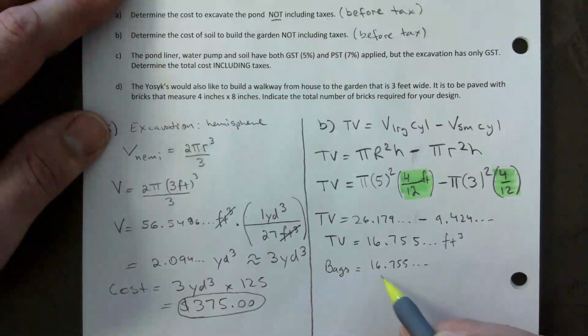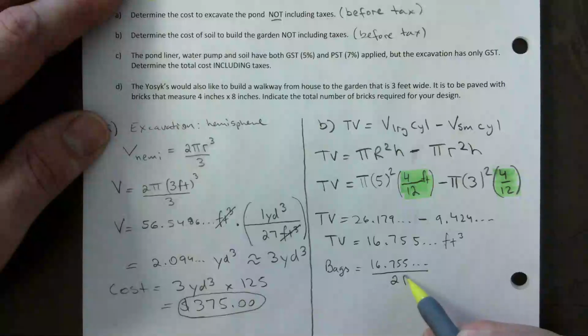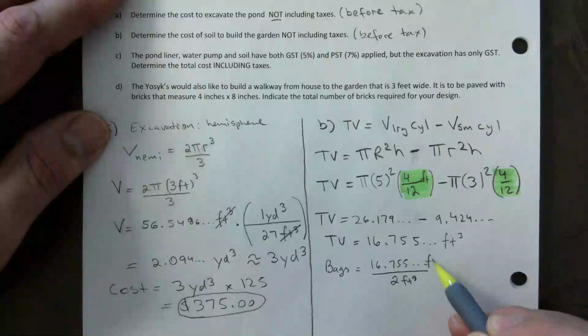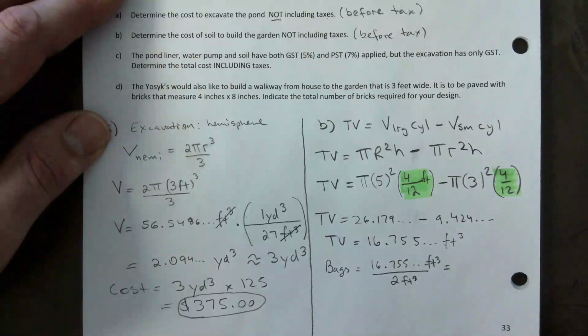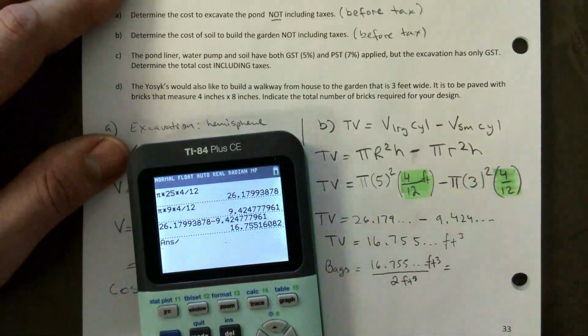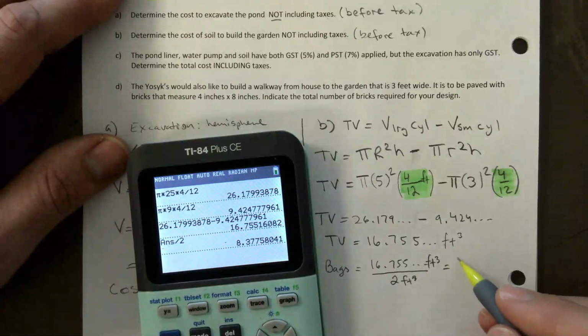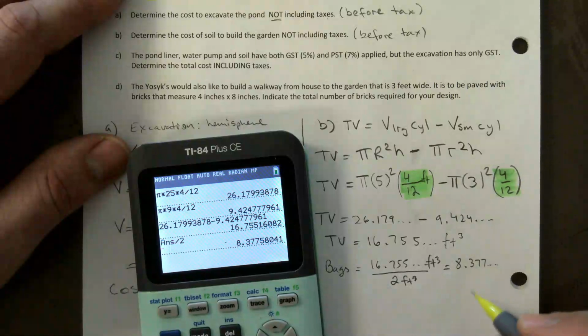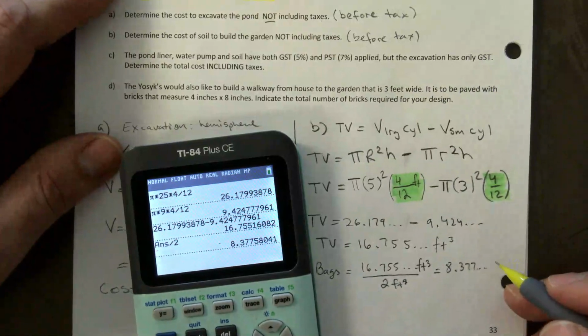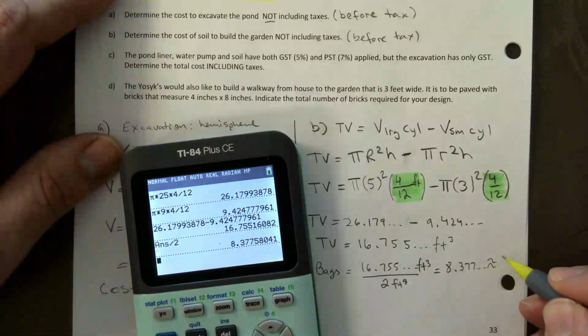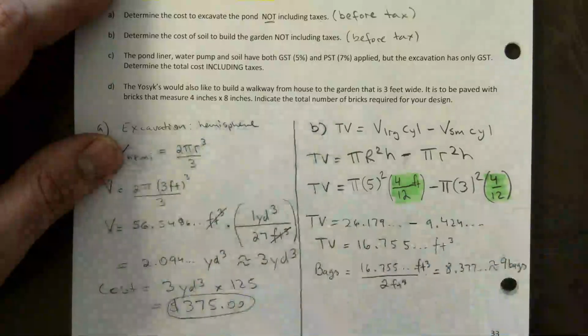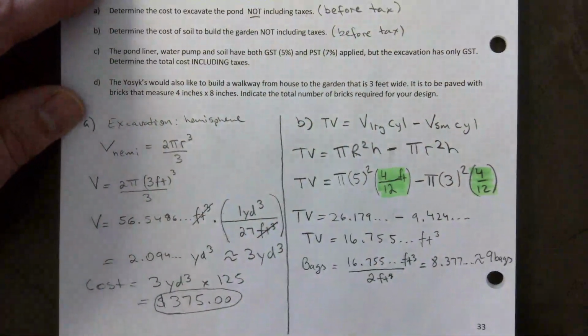16.755 something. You divide it by 2 cubic feet, because that's what it comes in. And it's after that we're going to round. So divide that by 2. That's 8.377 something. So we need to buy approximately, how many? 9 bags. 9 bags.